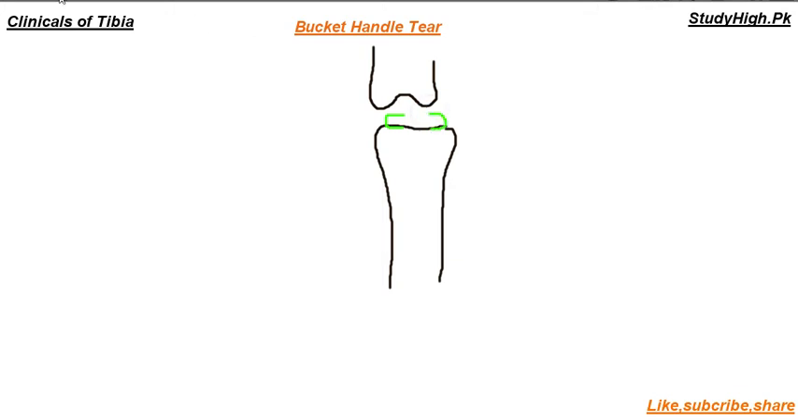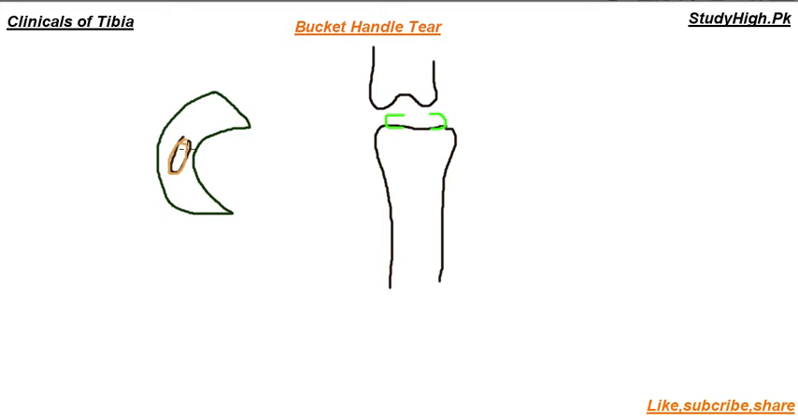What is the structure of these menisci? Here is a medial meniscus. The medial and lateral menisci are C-shaped or moon-shaped structures. Now I am going to tell you what a bucket handle tear is. There may be a rupture in this meniscus. Just assume this is a rupture. This is a ruptured part of our medial or lateral meniscus. So this rupture, a tear or broken part of the meniscus, is called a bucket handle tear.